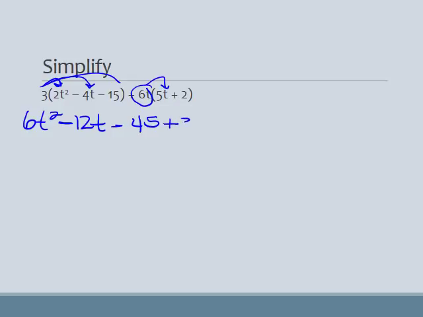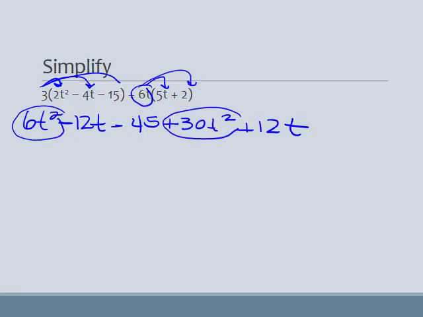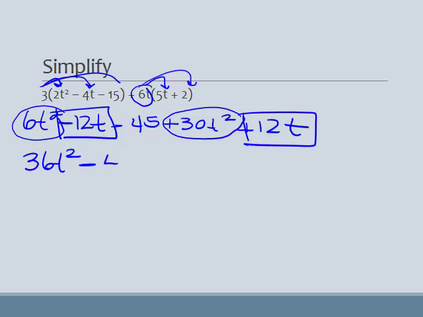So I get plus 30t squared plus 12t. And now I'm going to combine my like terms. 6t squared, taking the sign with me, plus 30t squared is 36t squared. Negative 12t plus 12t is 0. And then we have the minus 45. So there is my final answer.